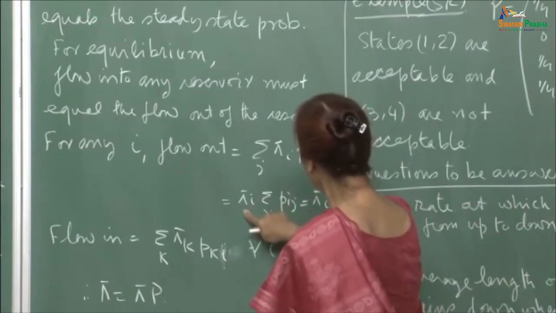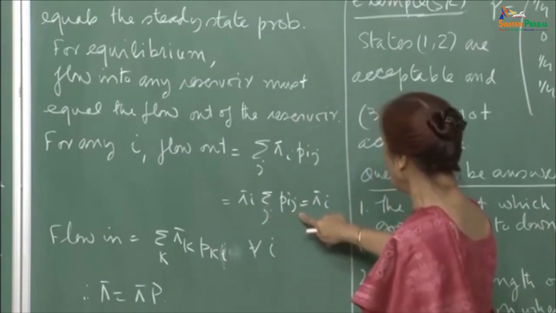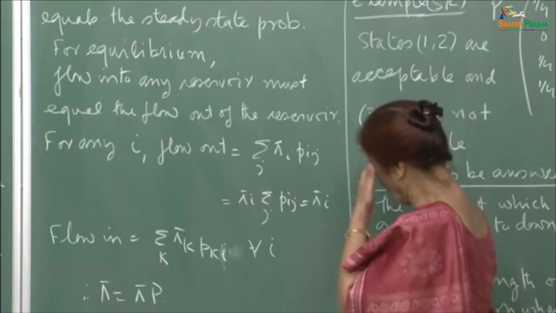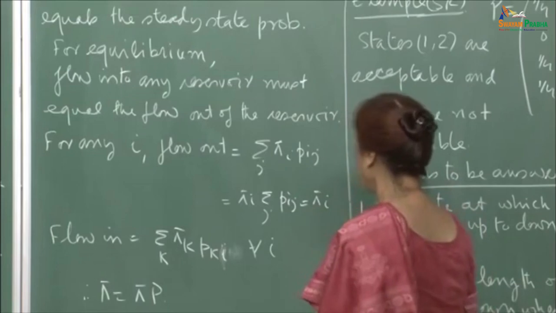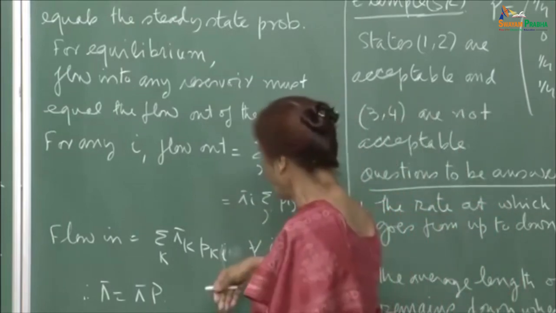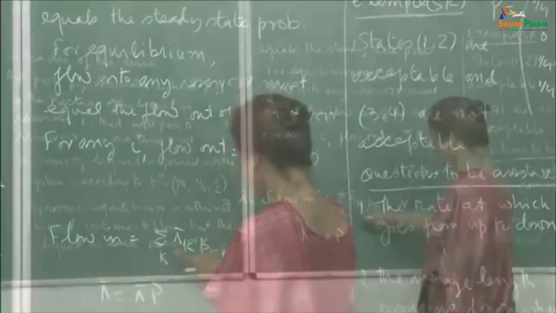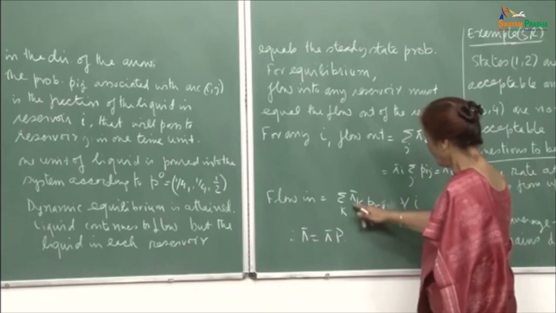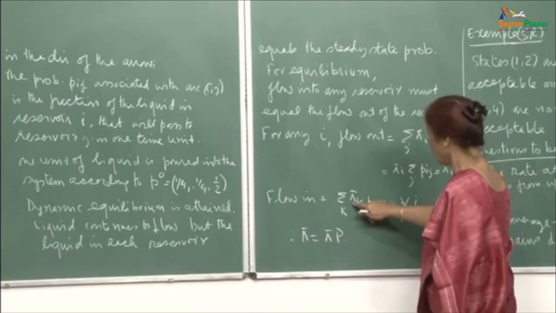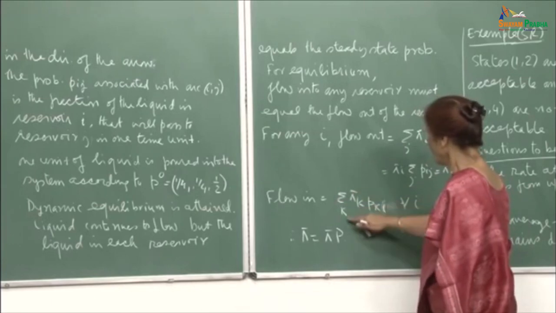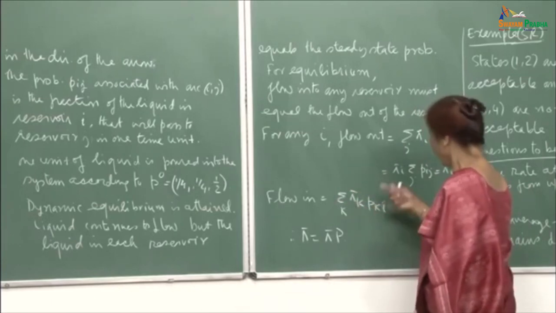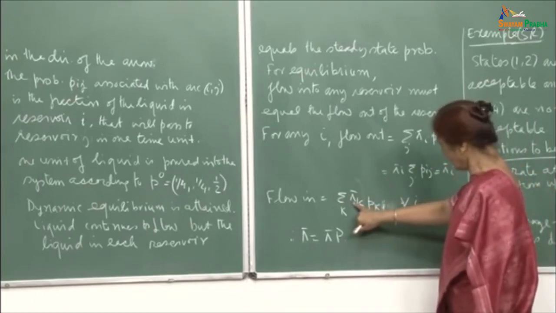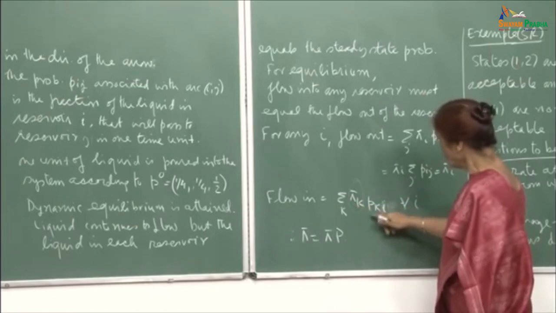So, pi_i can come out, and this will be sigma_j p_ij, but sigma_j p_ij is 1. All these probabilities in the ith row will add up to 1. So, this is pi_i. And the flow in from other reservoirs will be pi_k into p_ki, the flow coming from the kth reservoir to the ith reservoir, where pi_k is the amount in the kth reservoir. So, this is sigma_k pi_k p_ki. I am talking of probabilities, but here this is the amount that is there in the kth reservoir, and p_ki is the fraction which is going to i.